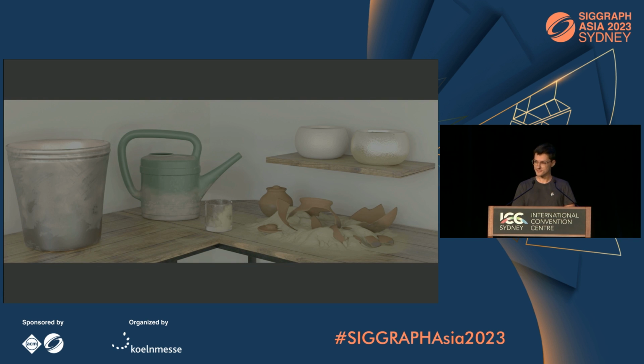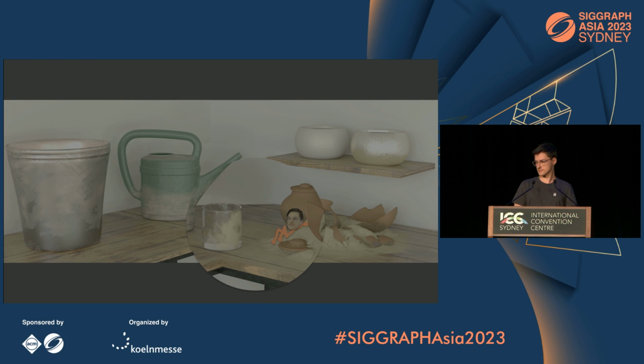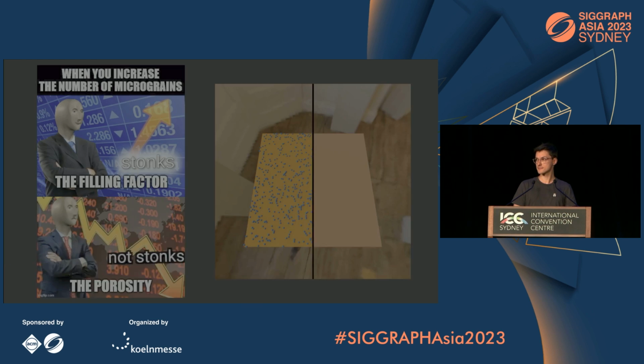We introduce a new BSDF model for the rendering of porous layers, as found on surfaces covered by dust, rust, or spray paint. Our approach is based on a distribution of microscopic opaque ellipsoids that we call micrograins that are scattered over a base surface. By increasing the number of micrograins, we can increase the filling factor of our porous layer.